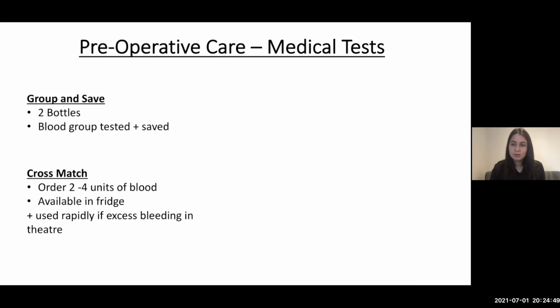If we don't do a cross match and we urgently need blood, if we call the blood bank, if they get the B positive blood that you actually need, it can take about 20 to 30 minutes. So in those emergency situations, we use O negative. But as you can imagine, it's much better to have your own blood type if available.